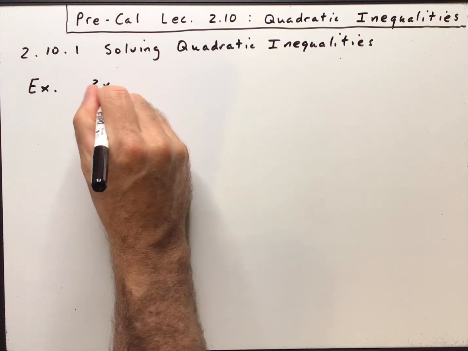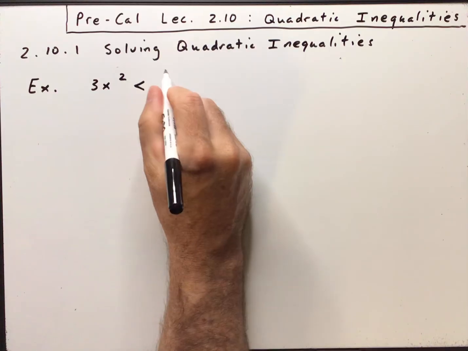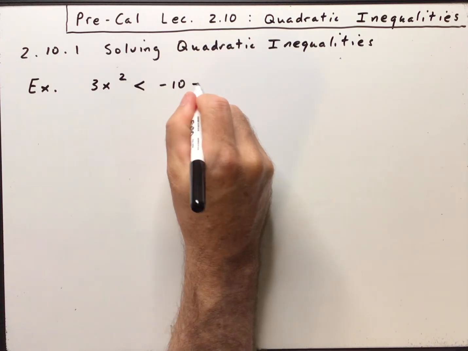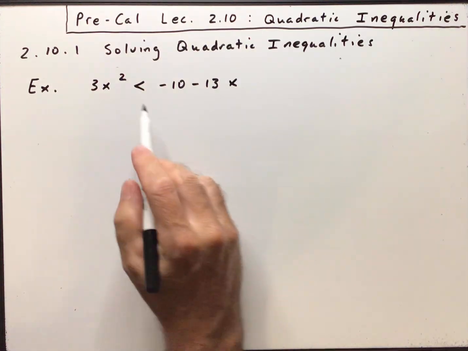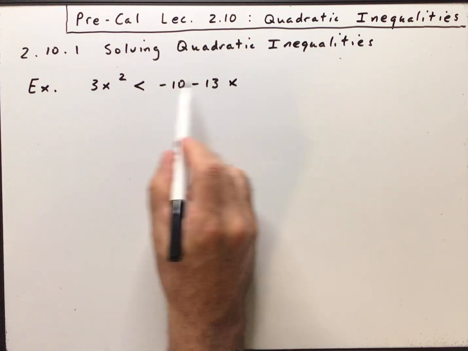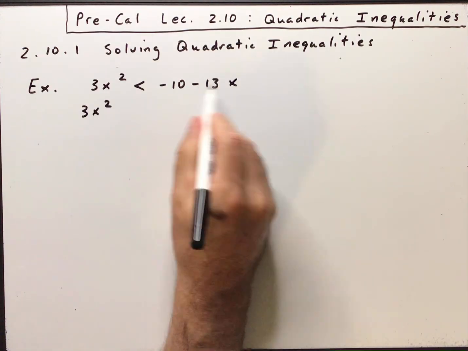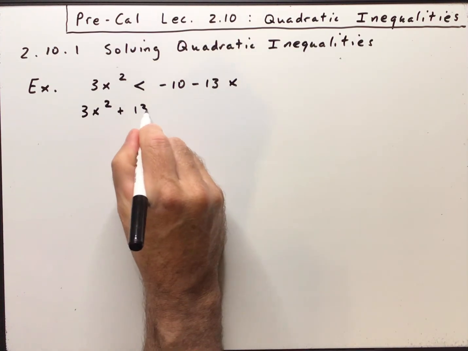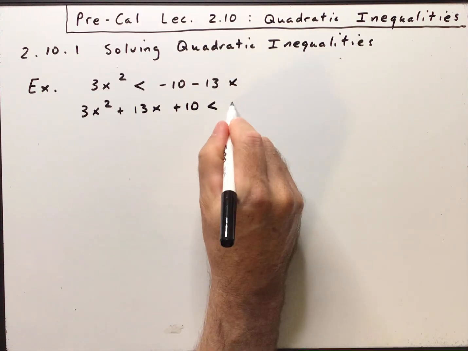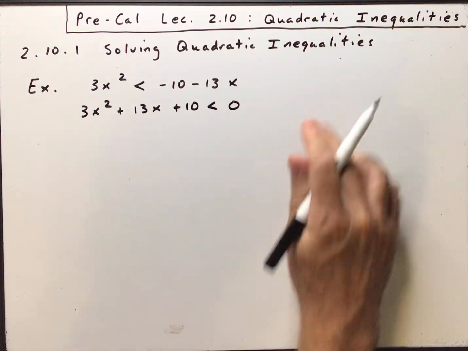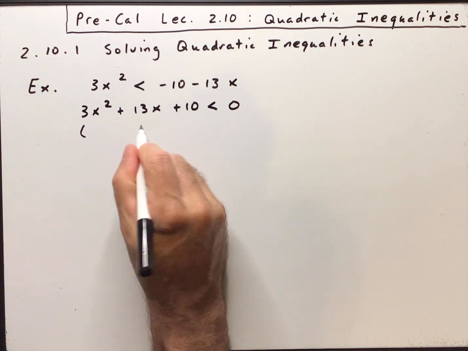Okay, so let's say we have 3x squared is less than -10 minus 13x. Okay, first of all, I want to set this inequality, I want to pull everything over to one side. So how about 3x squared, I'm going to add 13x, add 10, less than or equal to 0. We want to do it that way because we want to be able to try to factor it.